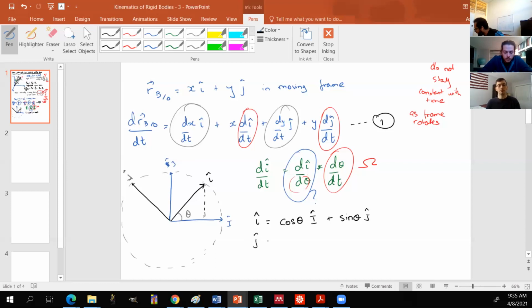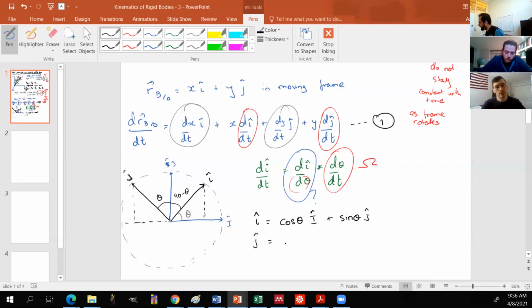Now for little j hat, what we have to do is find out the components of this guy here, right? So this is your little j hat. This angle is equal to theta. That angle is equal to 90 minus theta. That's 90. So this angle is going to be equal to theta. So you're basically trying to find out what this component is and then what that component is, right?